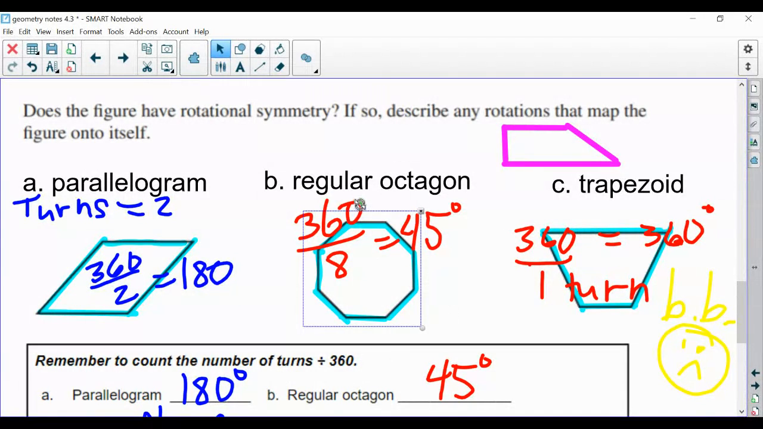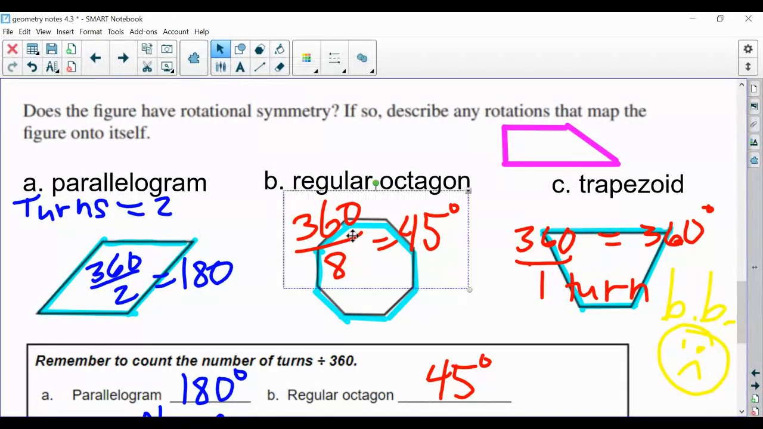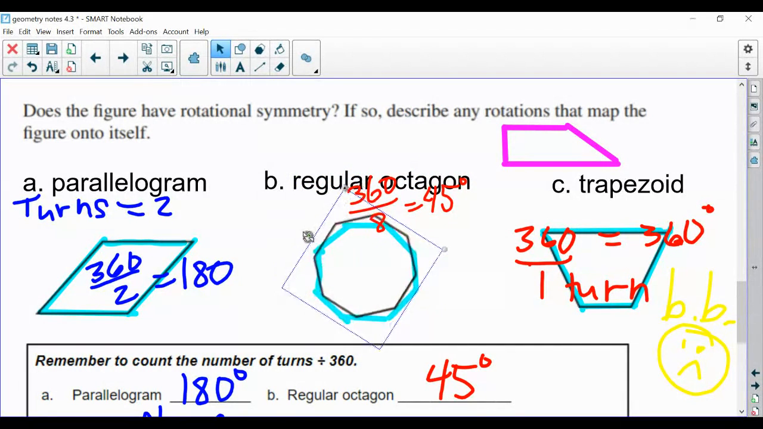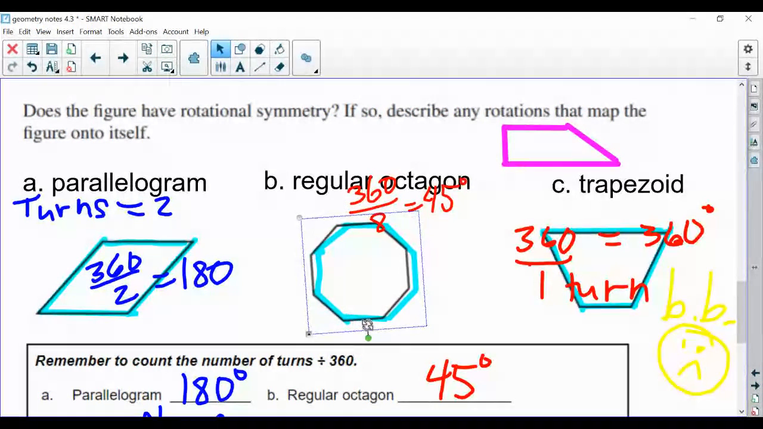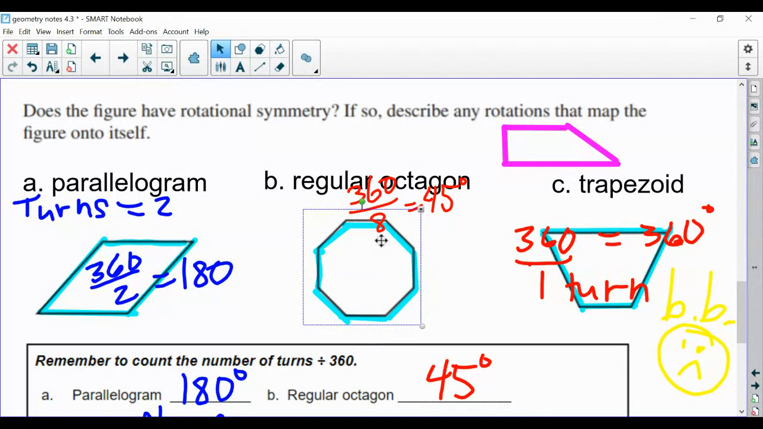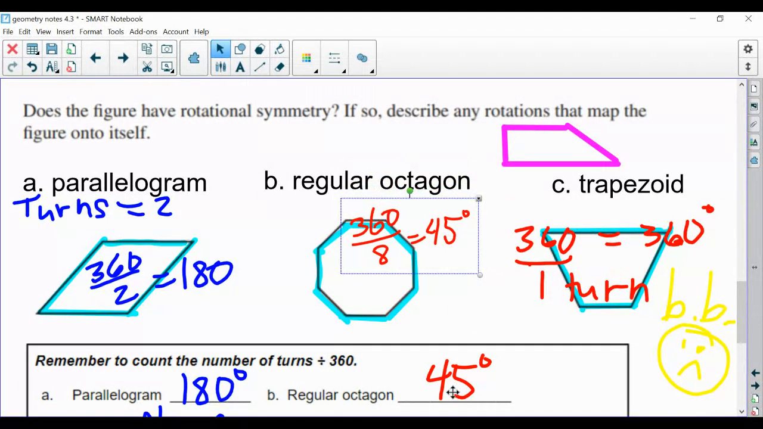For the regular octagon, I turned it to this position, that counted as 1. This is 2. That's 3. That's 4. That's 5. 6. 7. And back to the top. That's 8. So 360 divided by 8 is 45. So the octagon has 45 degrees of rotational symmetry.